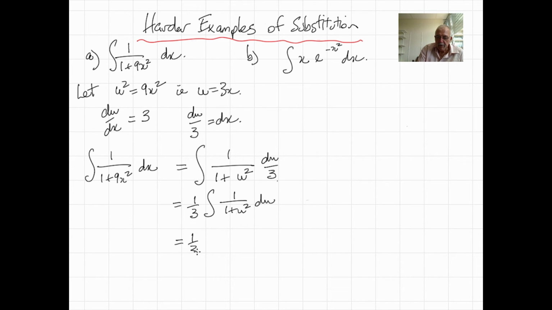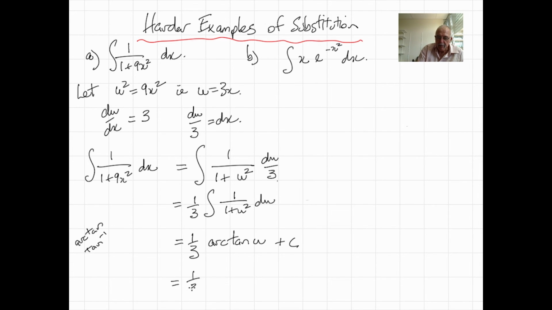And that'll be 1/3. Now the integral of 1 over 1 plus u squared du is arctan of u. Another way to write arctan is tan to the minus 1. That's what you'll see on your calculator, but arctan is the same thing. It is the angle whose tan is. And then, because we've got the integral with no upper and lower limits, we've got to put plus c.